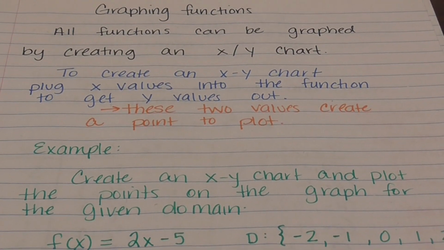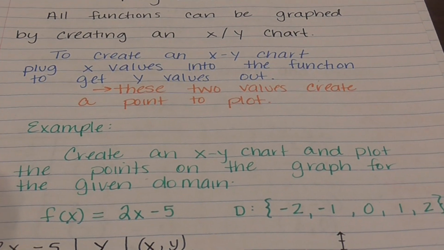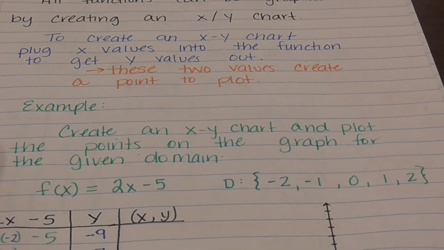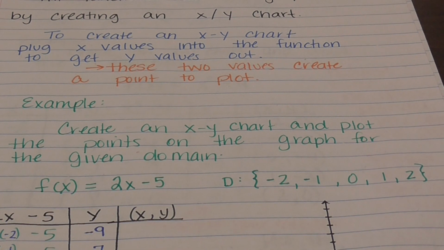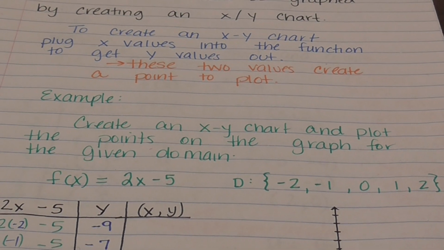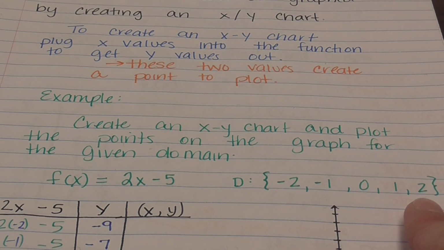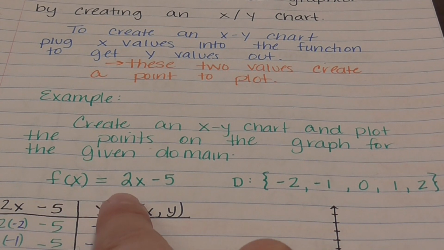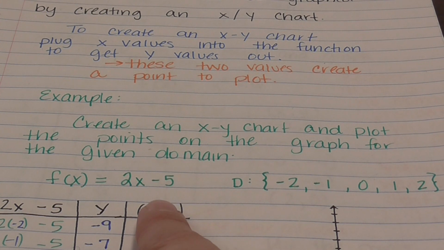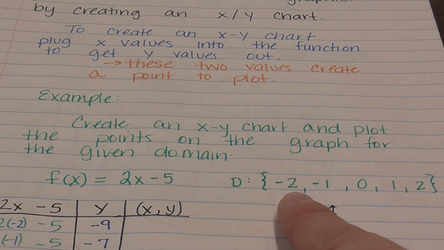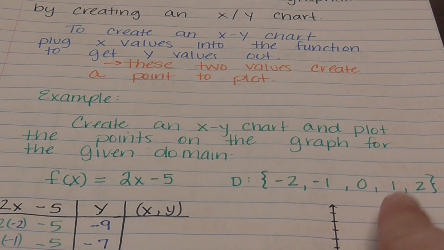So let's start with just an example. Create an XY chart and plot the points on the graph for the given domain. All that means, the given domain sounds really scary and really hard to do, but all that means is that we're going to give you the X values we want you to use. So we're going to do f of x equals 2x minus 5. And I want to know what this graph looks like when x equals -2, -1, 0, 1, and 2.